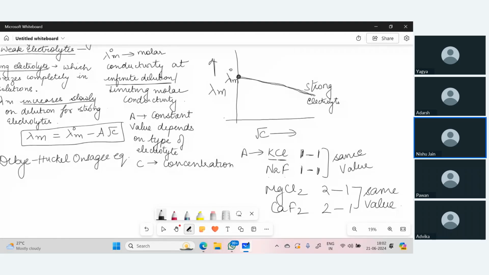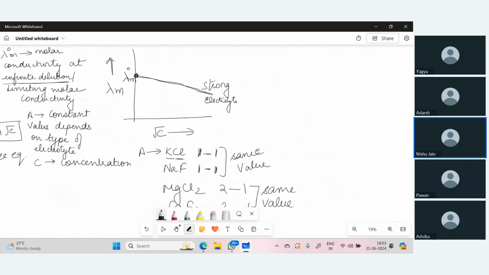Now the question comes, theoretically, why does the molar conductivity of a strong electrolyte increase on dilution? You know that strong electrolytes are those which are completely ionized in the solution. If you have KCl, it is completely ionized. So why, on increasing dilution, does the conductivity increase? In this case, no more ions will be formed because they are already dissociated.